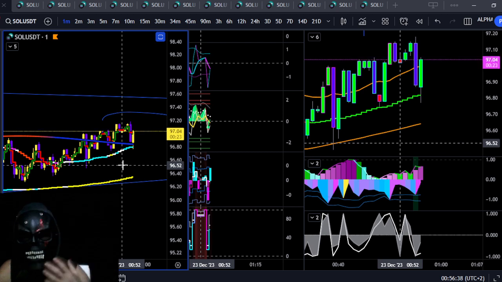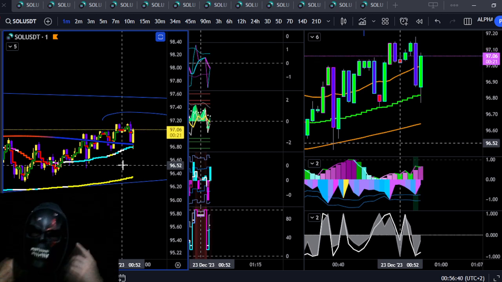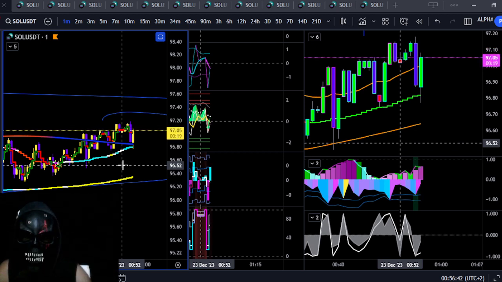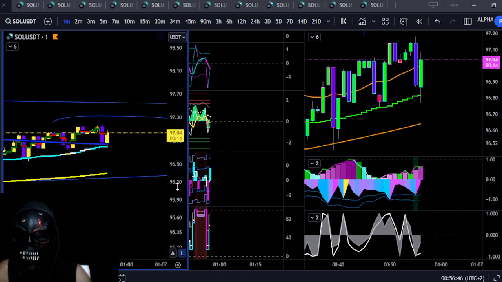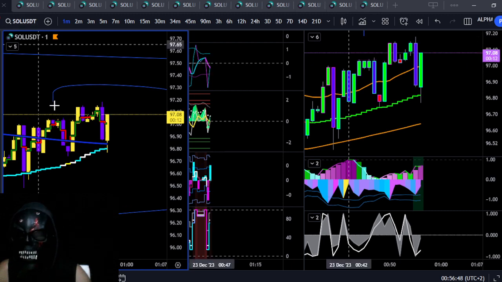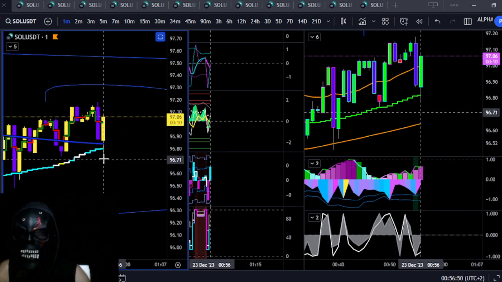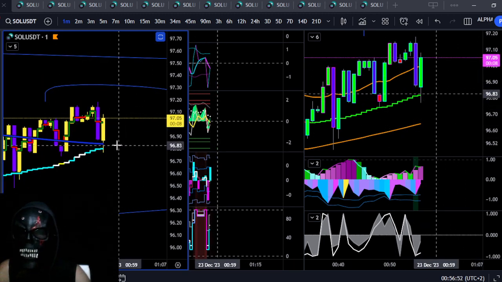That's a positive drift, homies. I don't make the rules, I don't make the indicators. Alpha Trading does that. But yeah, beautiful thing, man. So that is positive drift on the 1 minute that we just ran through here. And as you can see, man, Solana's looking insanely strong.